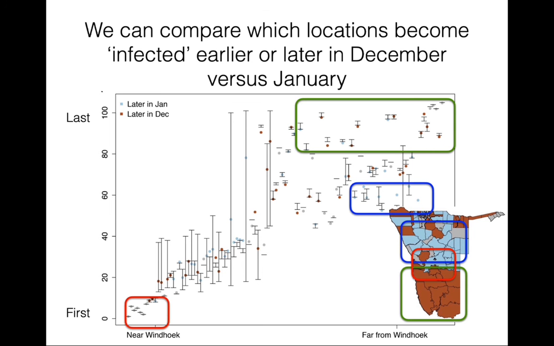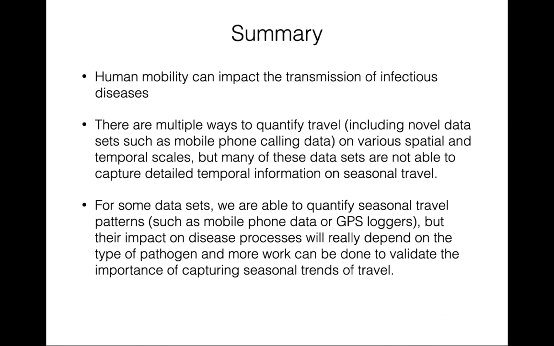What we saw is that in different areas of the country, the simulated pathogen may arrive earlier or later if you use travel that's representative of January or December trip estimates, and that these patterns will depend spatially, with some areas of the country, such as less populated southern areas of the country, arriving later in December than January.